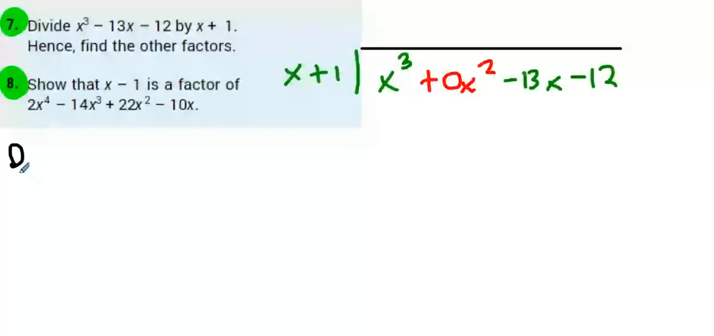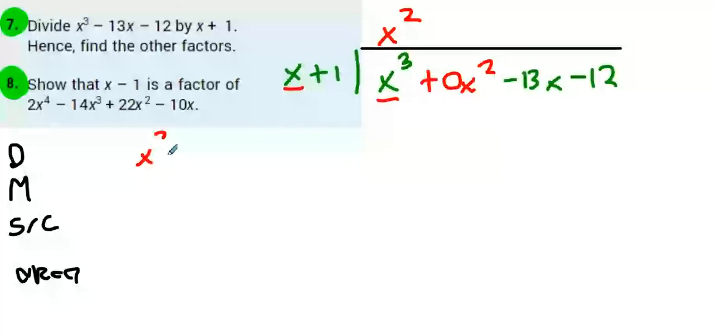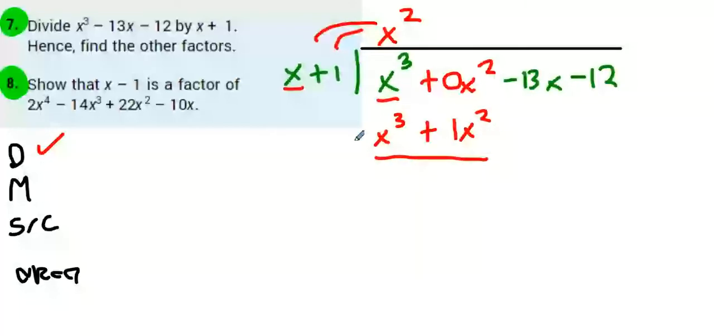So, lads: divide, multiply, subtract / change sign, drop, okay? You always look at the first part, the x and the x cubed. How many times does x go into x cubed? X squared. X cubed divided by x to the power 1: 3 take away 1, x squared, all right? So that's the start off. You've divided. Now you're going to multiply. You're going to get x cubed plus 1x squared. And then you're going to change their signs.